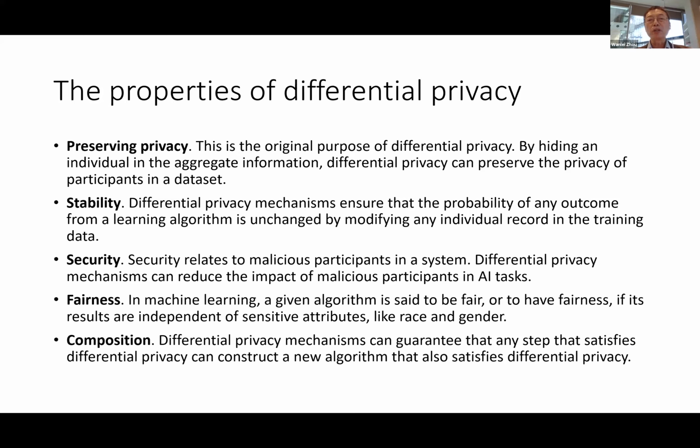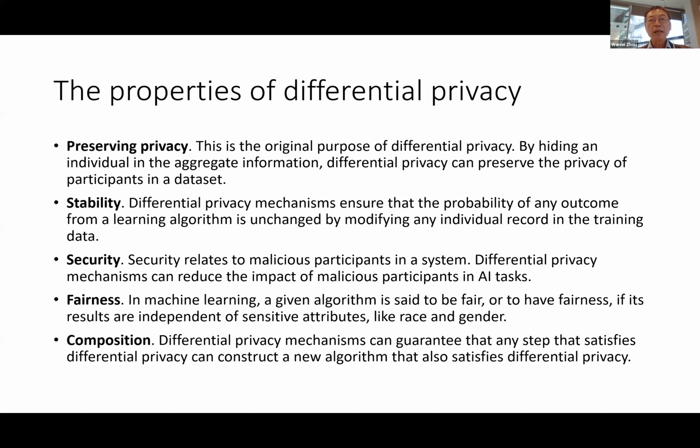That's been the original purpose of differential privacy. That means we hide any individual's information in the aggregated information, so we can preserve these individuals in these data sets. However, there are many other properties, like stability.